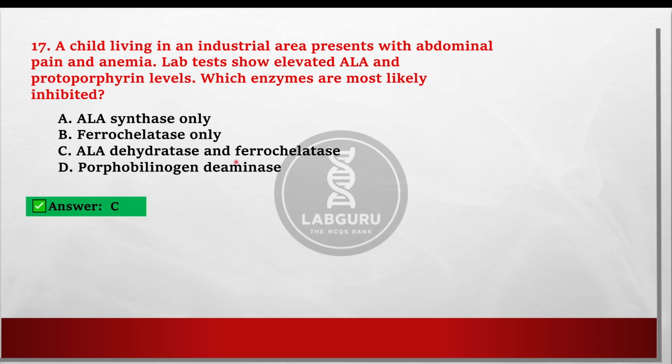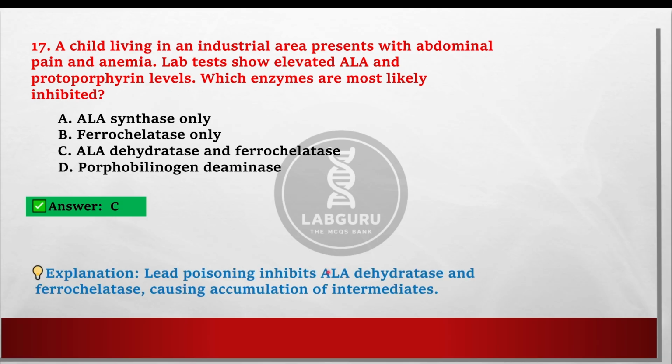Both are inhibited. We can see in the explanation: lead poisoning. As we know, the child is living in an industrial area. So due to the lead poisoning, it inhibits ALA dehydratase and ferrochelatase, causing accumulation of intermediates. So the right answer is option C.